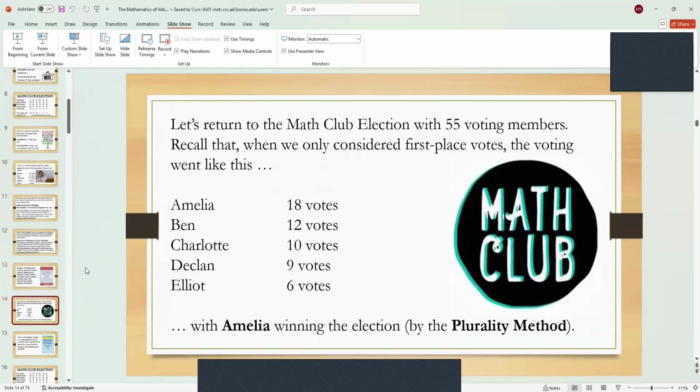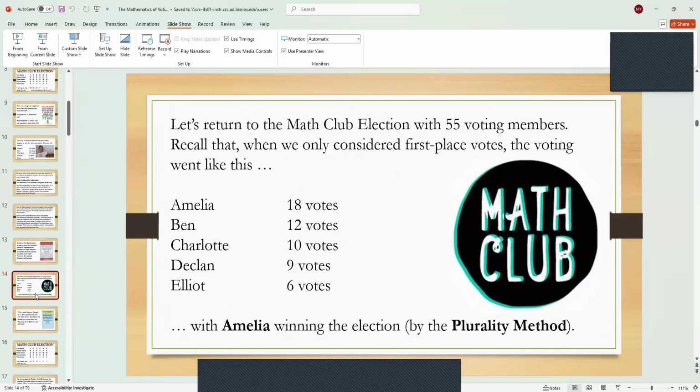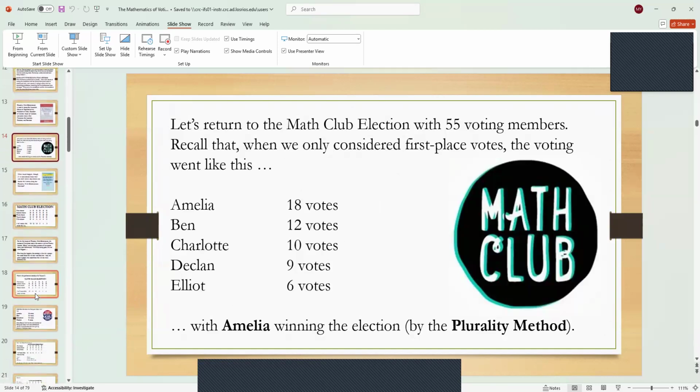So who would be the winner if we used plurality with elimination in this case? Let's go back to looking at how many first place votes everybody had. Amelia had 18, Ben had 12, Charlotte 10, Declan 9, Elliot 6. Remember, the plurality with elimination method says whoever has the fewest first place votes gets eliminated. So with that being said, Elliot gets eliminated right here. Elliot is going to be eliminated right now.